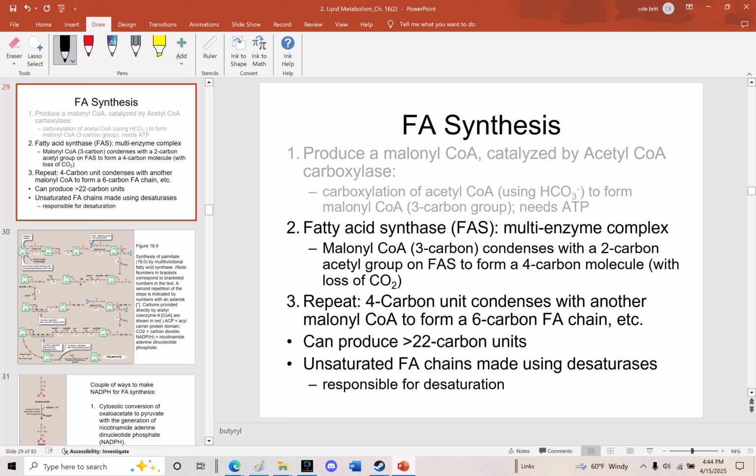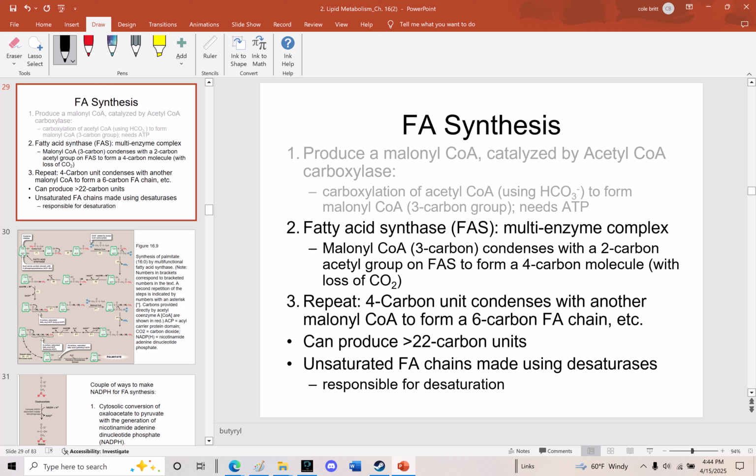It just keeps taking these malonyl-CoAs and adds them to the growing fatty acid chain. So we add to the growing fatty acid chain 2 carbons at a time. Because remember, malonyl-CoA is a 3-carbon molecule, so every time we add another malonyl-CoA to the growing fatty acid chain, one of those carbons will be lost as carbon dioxide. But we keep doing this to produce upwards of 22 carbon chain fatty acids.